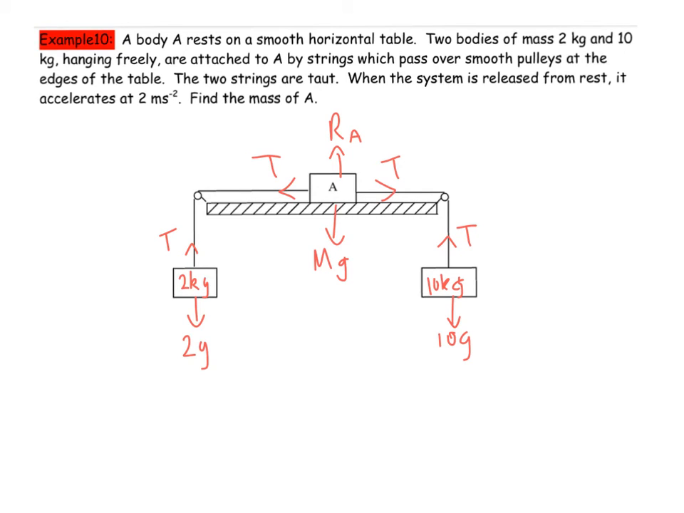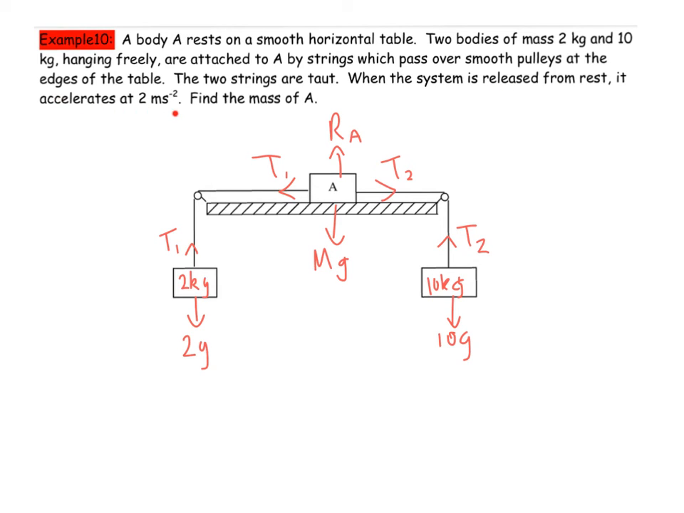The distinction in this question is that there are two separate strings. Okay, this one here and this one here. There's nothing to say that those two strings will have the same tension in them, so we'll have to label them differently. So we're going to say tension in the first string and tension in the second string. So always look out for, in the question, is it one string or is it two separate strings, in which case two separate tensions.